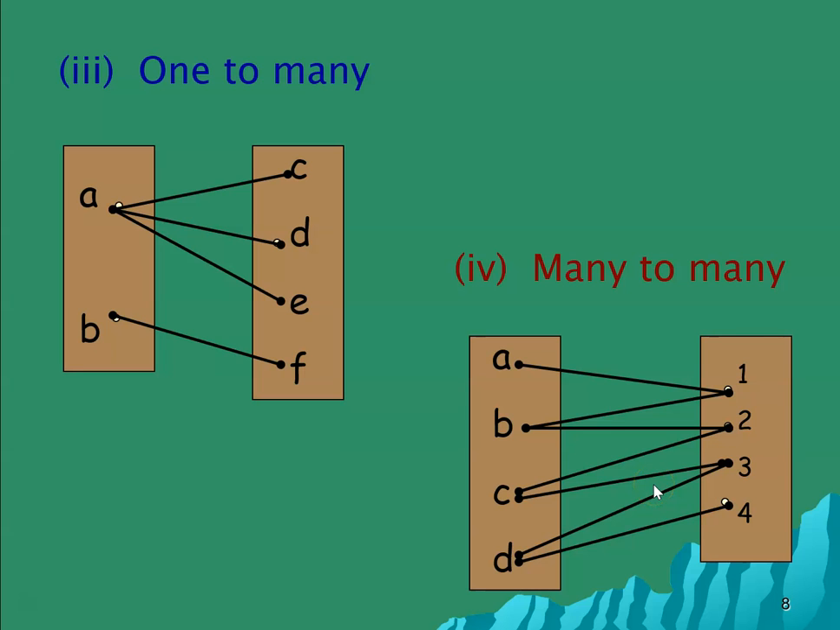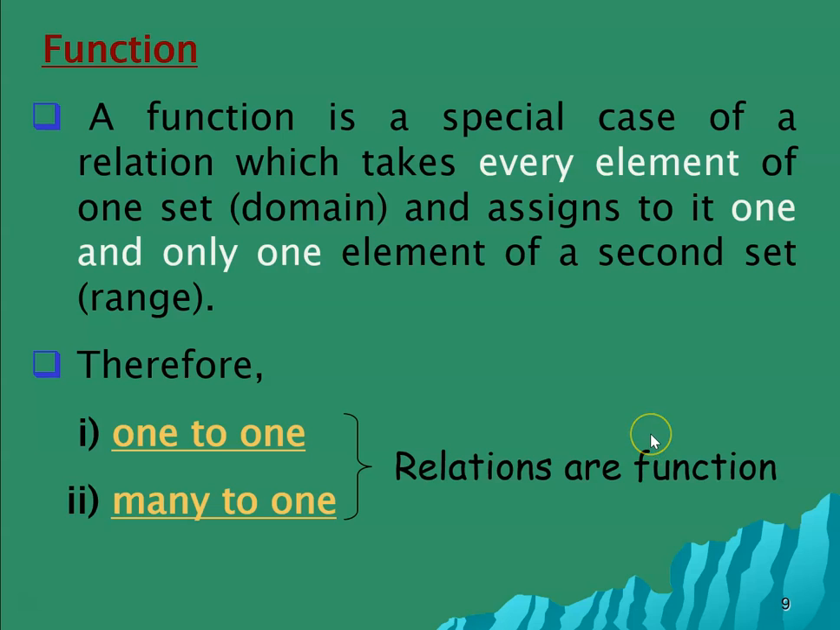Okay, so altogether you have 4 types of relations. So that's all about relation, which is hubungan. We call it as hubungan. Now we move on to function or fungsi. So you need to differentiate what is relation and what is function.